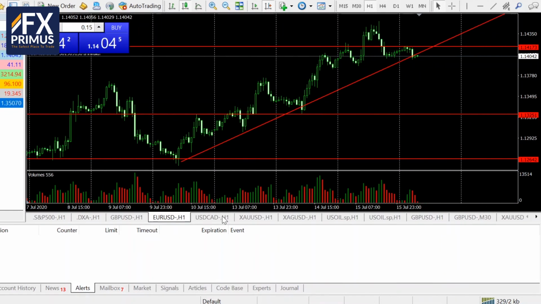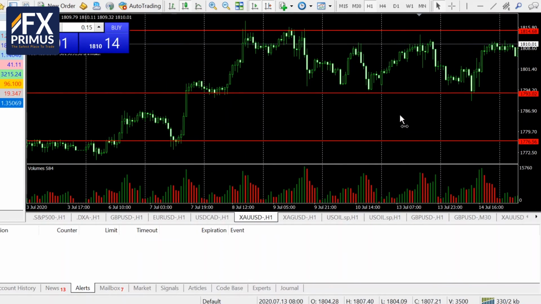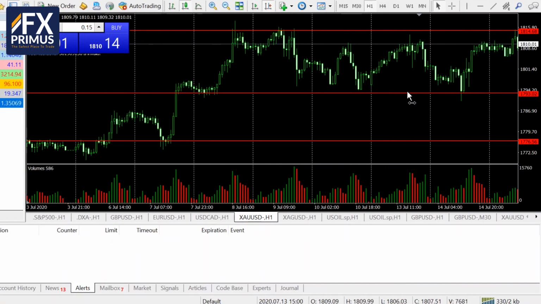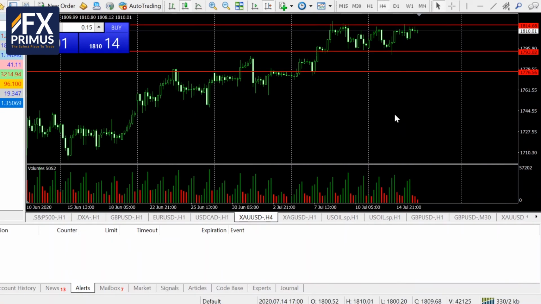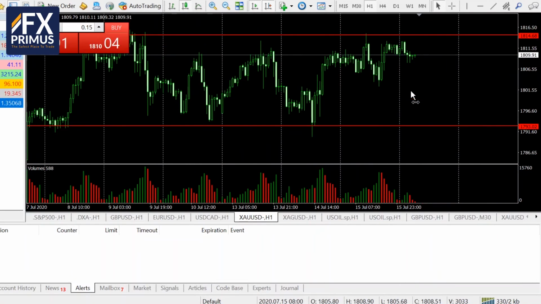Okay, to catch a decent profit. So let us have a look at gold prices. Gold prices, as we mentioned, for the last 5 market days or so, have been in a consolidation phase, even on the 4-hourly charts and also on the 1-hour charts. Okay, so no difference yesterday.